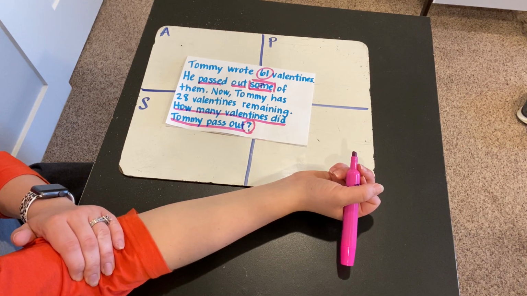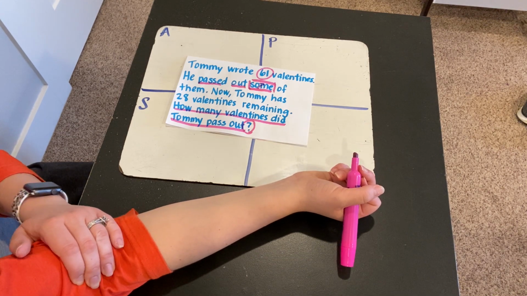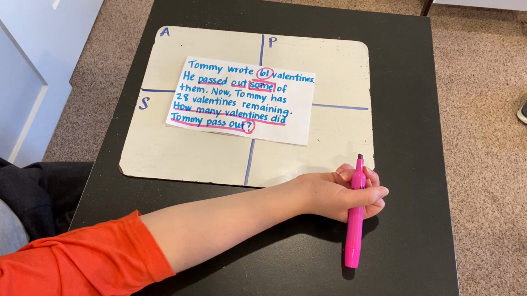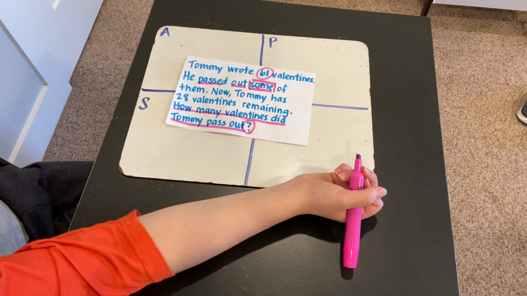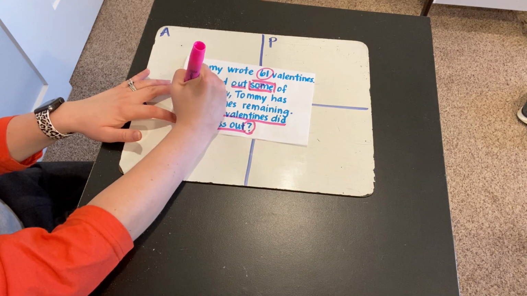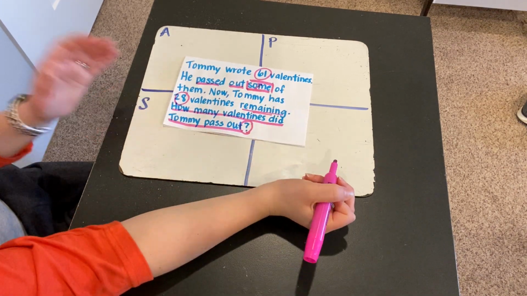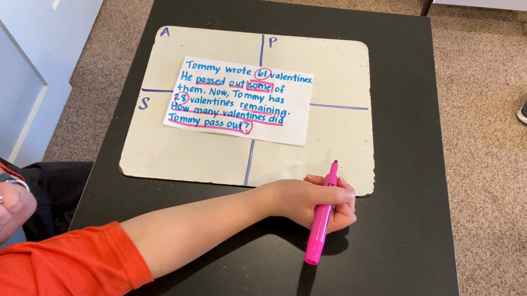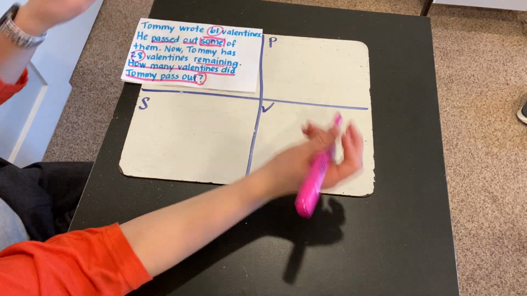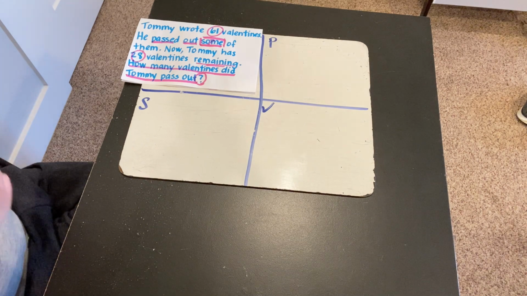Here's the next sentence. Now, Tommy has 28 Valentines remaining. Hear anything important there? 28. And the word remaining. Remaining helps us to know how many are still there. So let's move on to our plan now. This is a little bit of a tricky problem, but I think we can do it.